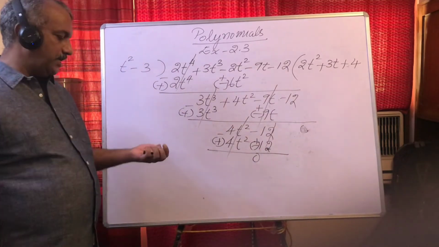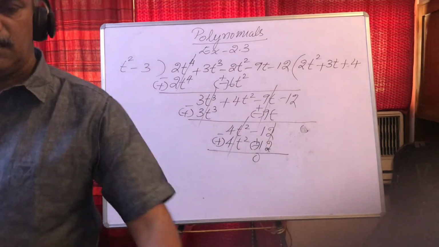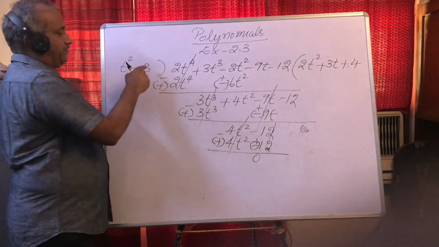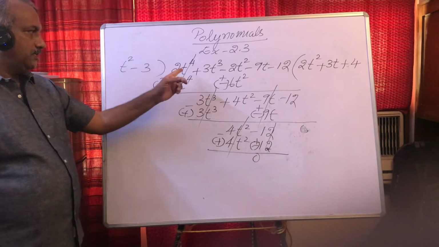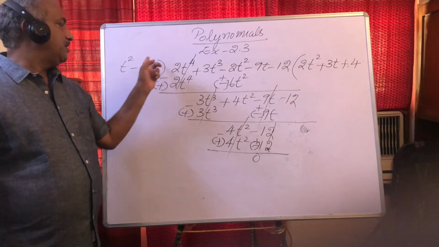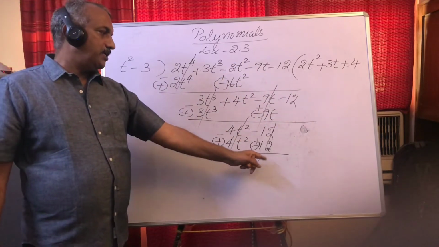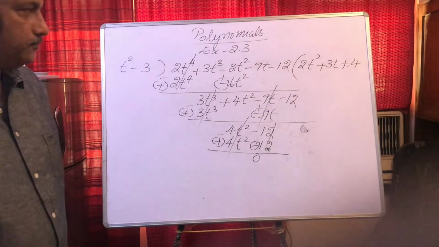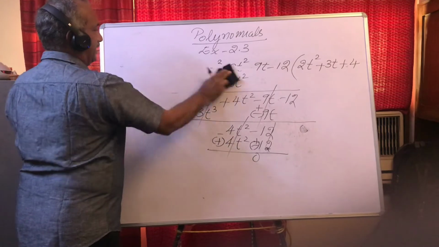So since we are getting 0 as the remainder, we can say t square minus 3 is a factor of this polynomial. The question is to check by dividing whether t square minus 3 is a factor of this. First we divide, and since we are getting remainder 0, we can say yes it is a factor. Now second part, question number 2, second part.